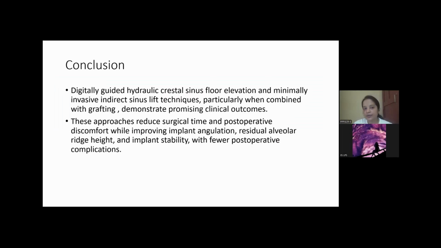From this, we were able to conclude that both these techniques, that is the digitally guided technique and the minimally invasive technique with the help of these denser burrs, in conjunction with a grafting membrane, can demonstrate much better clinical outcomes. Currently, we are in an era where we want patient-centric outcomes. So these procedures have also reduced the surgical time as well as post-operative discomfort of the individual. Especially if you're going in for a digital technique with implant angulation, or where the residual alveolar bone is very much reduced, in those particular situations we can go in for indirect sinus lifting procedures. All the while, it aims to create a stable implant with fewer post-operative complications.